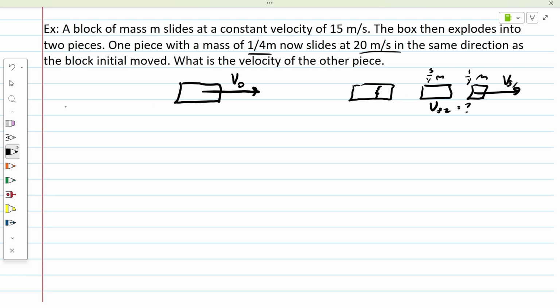Okay, so let's write out our variables so we have them. So the mass initial is just m, because before it breaks, it's just going to have a mass of m. That's what it says right here, mass of m.